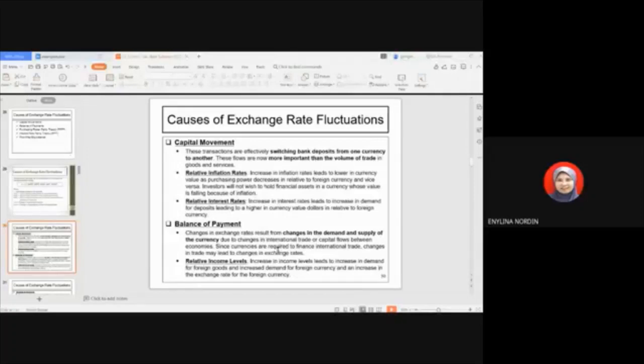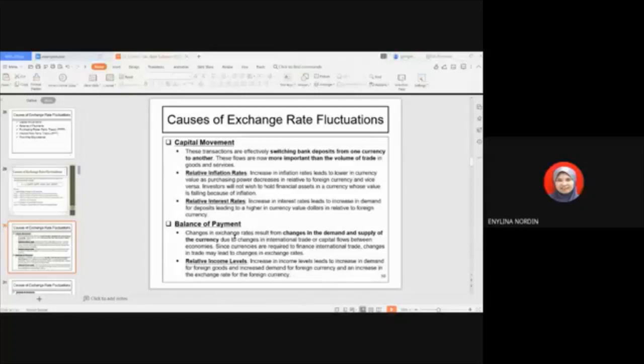And why is that? Because during periods of lower inflation rate, the price of goods and services increases at a slower rate. So this will make the currency appreciate.